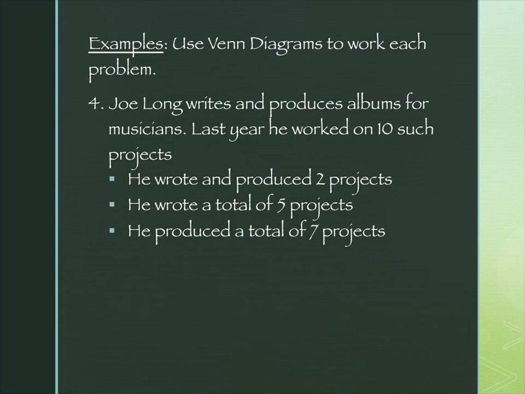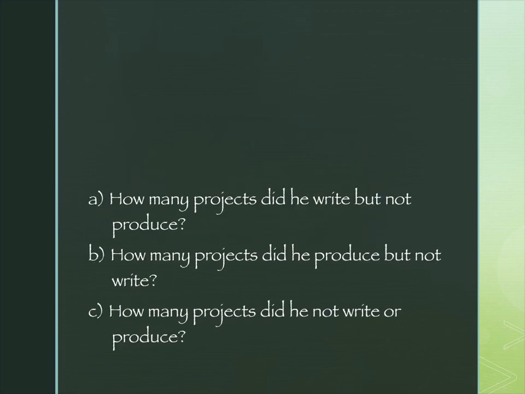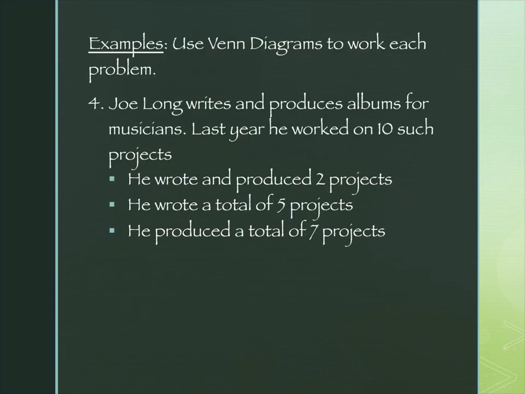And if you look on your paper, you've got some questions. Mine are on my next screen. It says, how many projects did he write but not produce? How many did he produce but not write? How many did he not write or produce? So we have to create the diagram in order to answer the questions. Is everybody tracking with me on that? Okay, so I'm going to create my diagram over here, and then I'll copy it over to the other one where I have my questions.